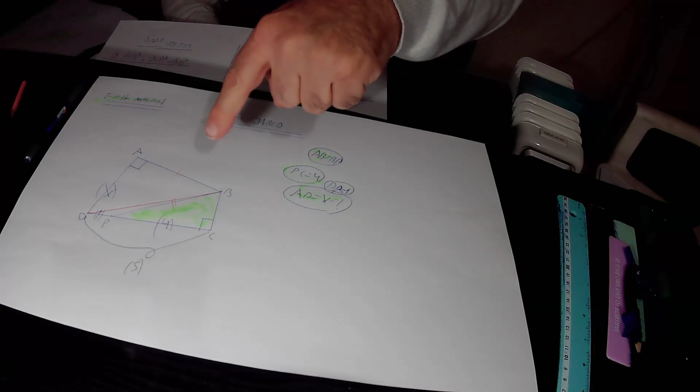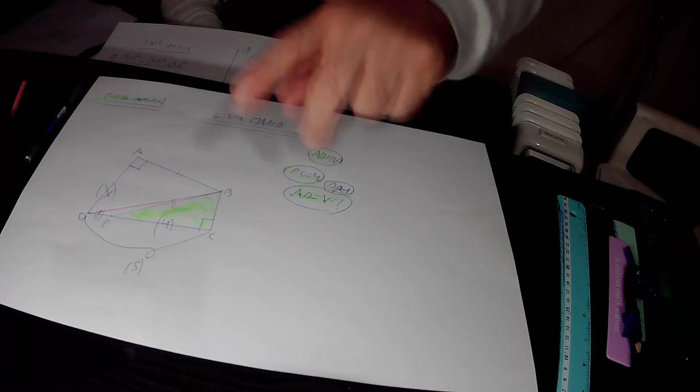In the next step, we implemented the Pythagoras theorem on this green triangle, the green right triangle PBC.